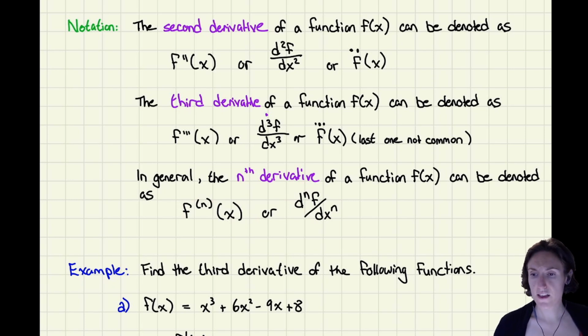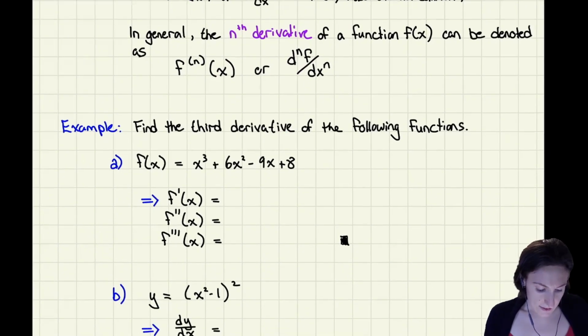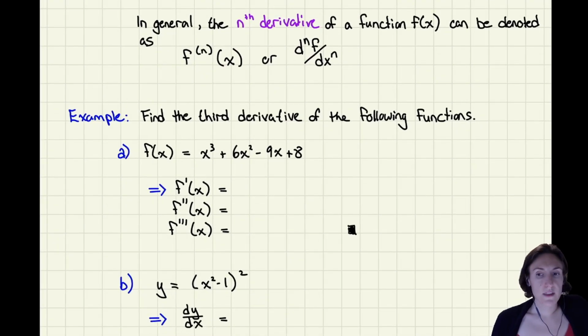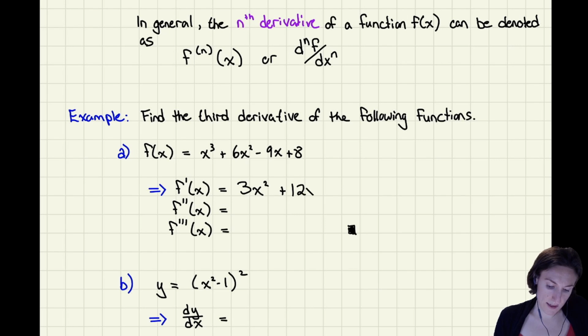All right, now let's just do a couple of quick examples, okay? Let's say we have this polynomial. Let's find the first three derivatives. Okay, so my f prime, by power rule, I have 3x squared plus 12x minus 9. I differentiate again. I just look at this like the function, like the starting point. So I'm going to get 6x plus 12.